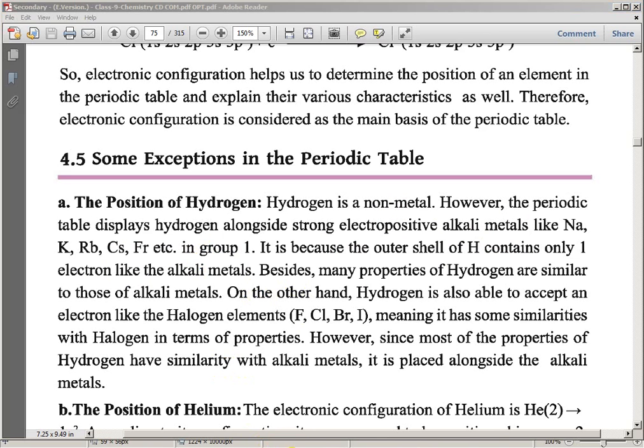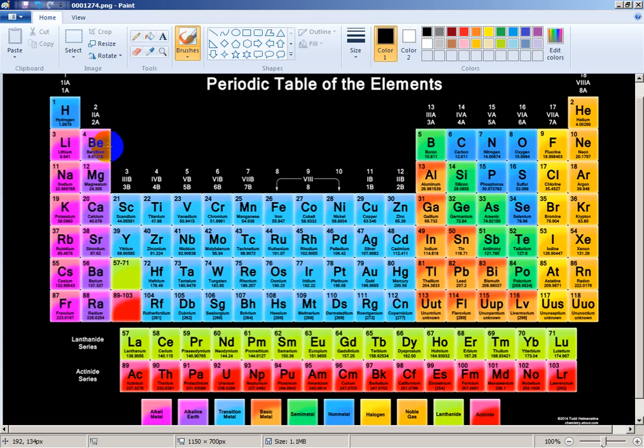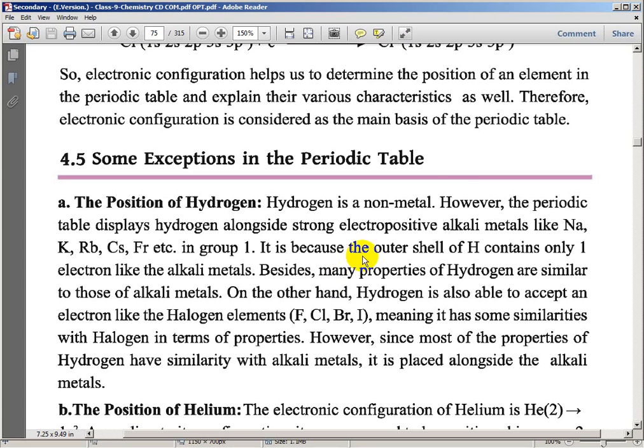Look at this. Hydrogen is a non-metal. Non-metals are on the right-hand side, so it should be placed on the right-hand side, but hydrogen is placed on the left-hand side. Here on the left-hand side are the metals, the alkali metals. It is one exception of the periodic table.